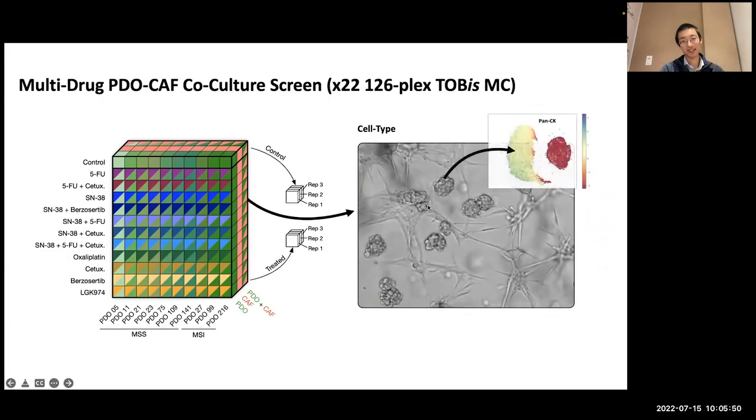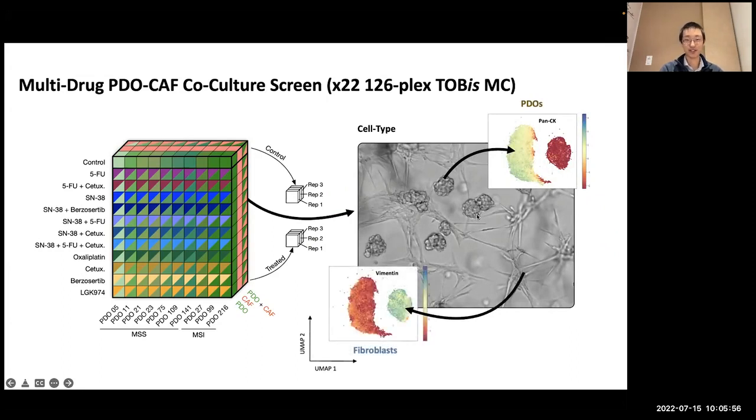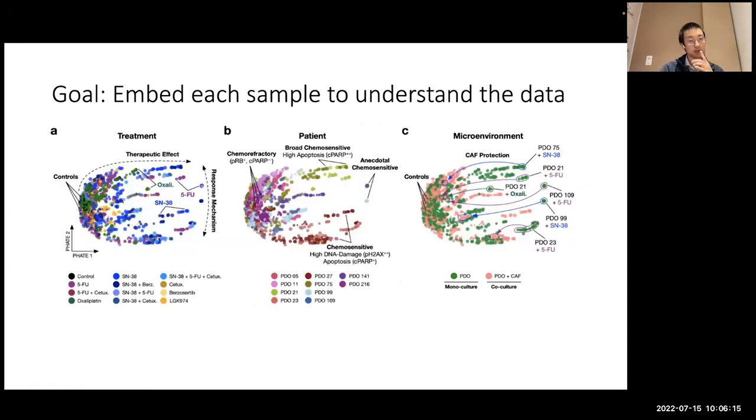And so what this looks like in actuality, if you take a look at the PDOs, the patient-derived organoids are the thing we're interested in, and they're these clumpy groups of cells. And then the fibroblasts are this sort of spidery web. So most people have looked at PDOs separately, and so that has some effect, but co-culturing them with these fibroblasts has a different effect. And so the end goal is to embed each sample to understand how the treatments affect things, how the microenvironment affects things, and how the patients are similar or different.